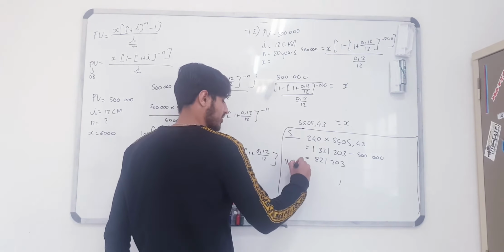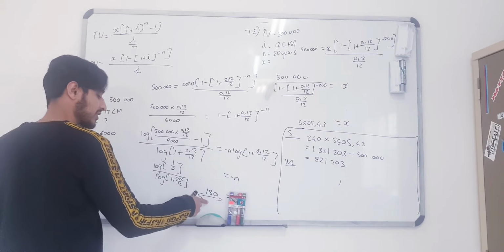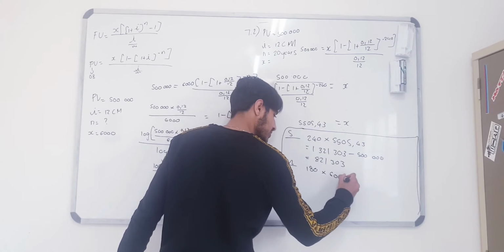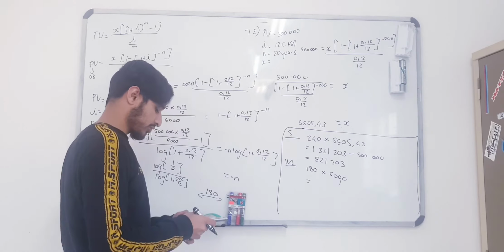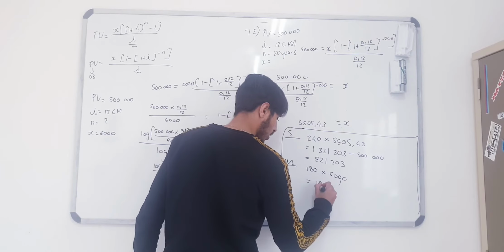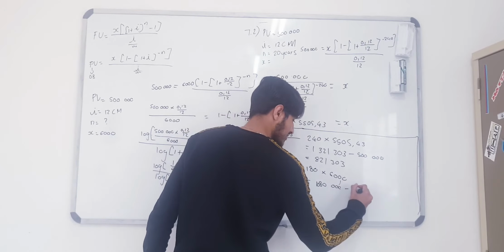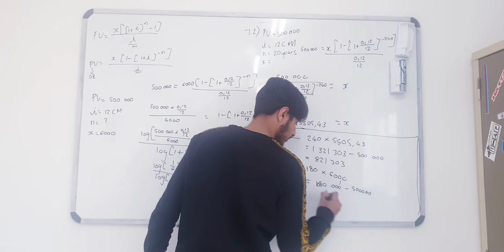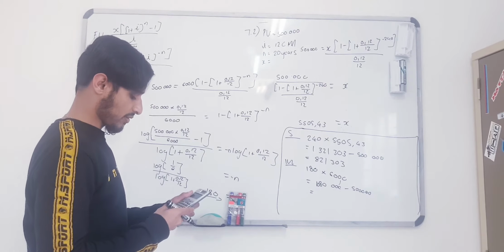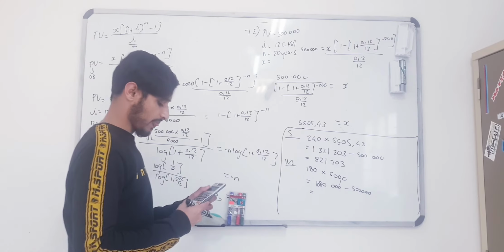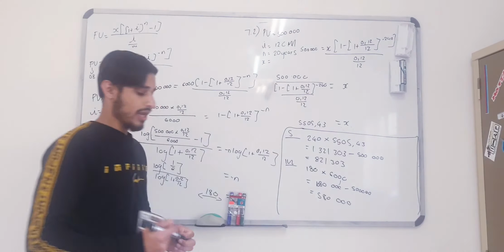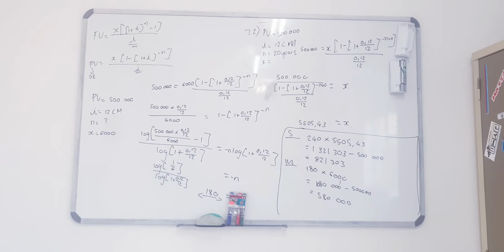We now want to work out how much Melissa paid. So how many payments did she make? 180. So we say 180 multiplied by her amount, which is 6,000, which gives us 1,080,000. Then we subtract the 500,000, which will give us her interest. It gives us 580,000. So now you've seen that, what do we do for that specific interest?